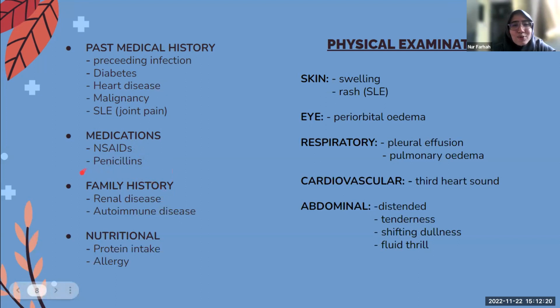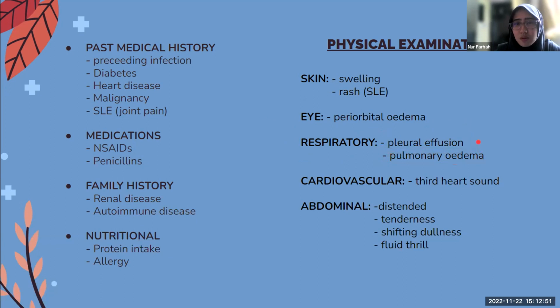Okay. So for the family history, we ask if the parents or any siblings have any renal disease or autoimmune disease. And for the nutrition, we ask the patient regarding the protein intake and also any allergy. For physical examination, commonly we will see swelling at the skin, and if the patient has underlying SLE, an autoimmune disease, we will see rash. So at the eye, we will focus on the periorbital edema, and for respiratory, we look for any sign of pleural effusion and also pulmonary edema.